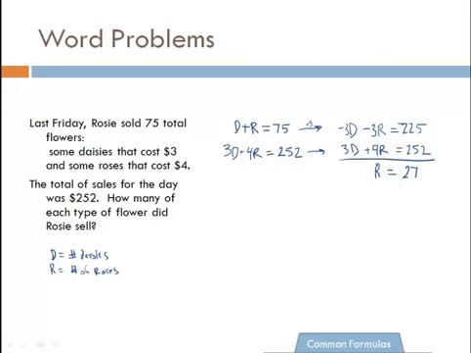And to figure out how many daisies we have, since the total has to add up to 75, we can plug in a 27 here. And daisies plus 27 has to be 75. Quick subtraction yields that there must be 48 daisies. So, pretty quick to answer that question once we've got our equation set up.